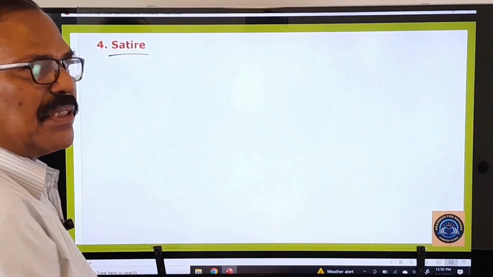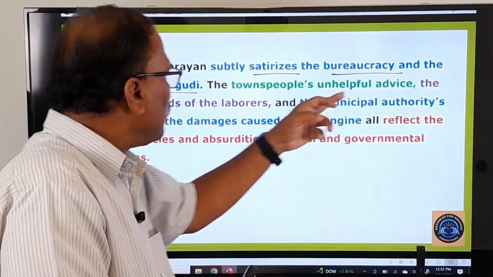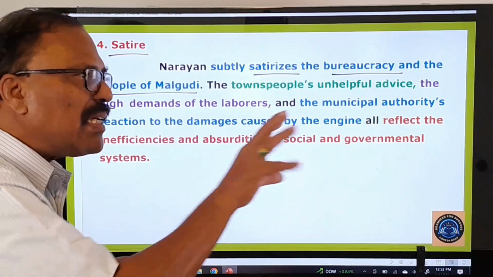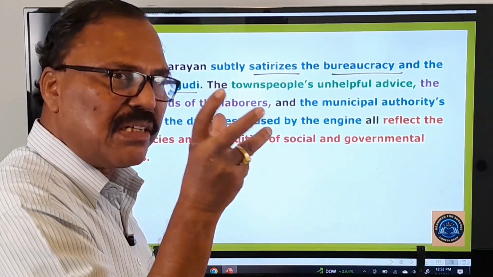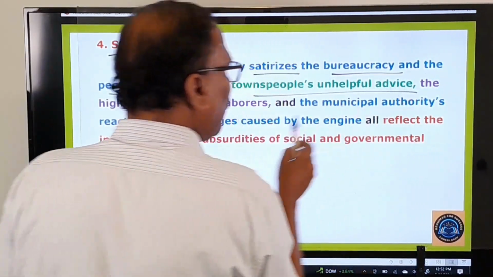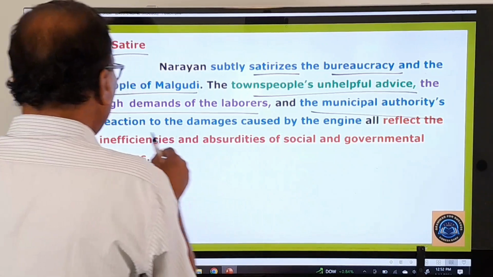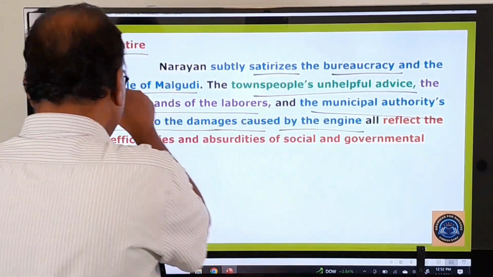Okay, and you go to the next literary device. Satire is there. Narayan satirizes the bureaucracy and the people of Malgudi. That means he criticizes the bureaucracy and the people of Malgudi very gently, very softly. How? The townspeople's unhelpful advice, the high demands of the laborers, the municipal authorities' reaction to the damages caused by the engine, all reflect these three things.